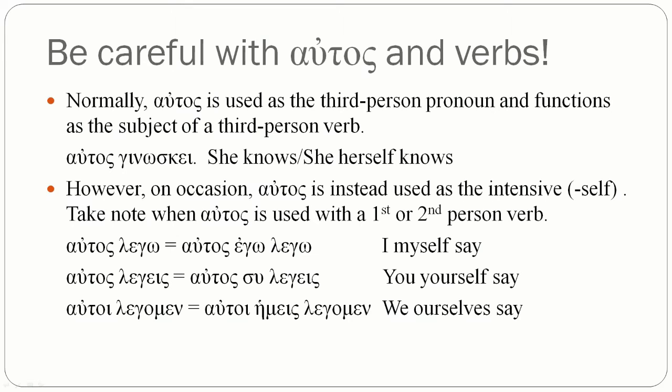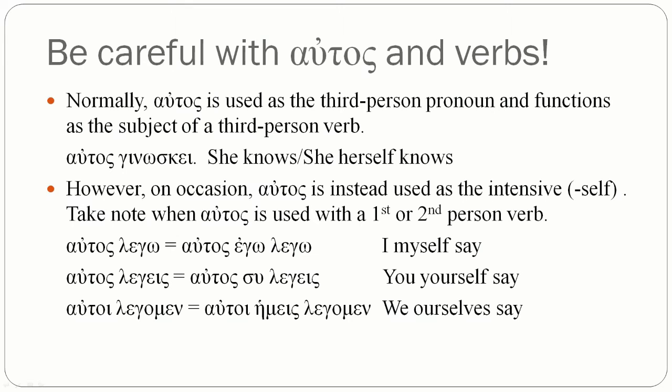Now here's something. Be careful with that third person or that intensive autos. Normally, autos is the third-person pronoun, and it simply will function as the subject of a third-person verb. So in this example, autos ginoske, notice ginoske has that third-person ending, he, she, or it knows. And then you have autos, actually that should be he, because that's a masculine, so he knows. So autos is third person, it matches up with the third person verb, and you can simply translate that he knows.